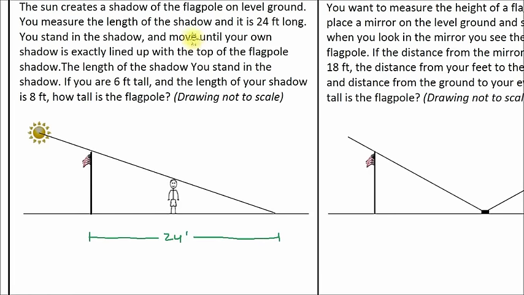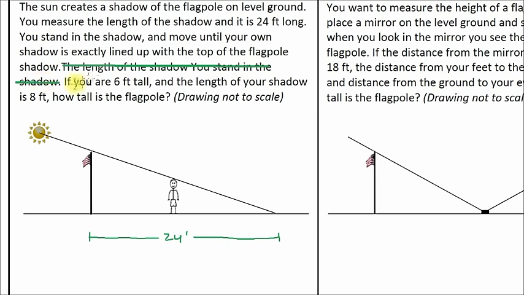You stand in the shadow and you move until your own shadow is exactly lined up with the top of the flagpole shadow. So you're going to stand inside the shadow. You're going to look at where the top of your head is on the ground on your shadow and make sure the top of your head is lined up exactly where the top of the flagpole is. Alright, now this sentence right here, class, is a typo. Will you please cross this one off? Actually, let me do this as a line. We're going to cross this one off. Somehow that got put in there accidentally.